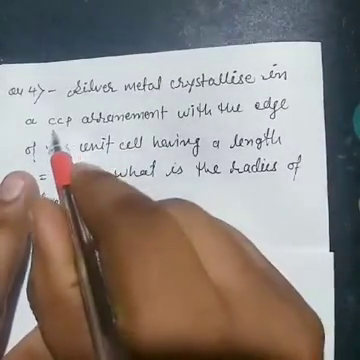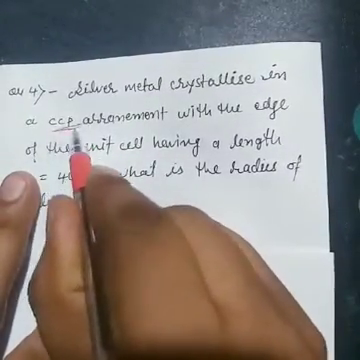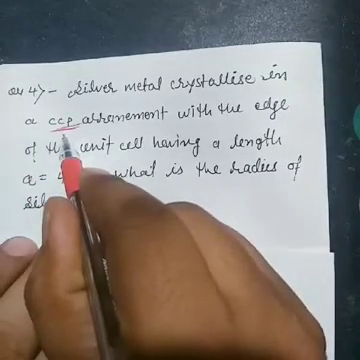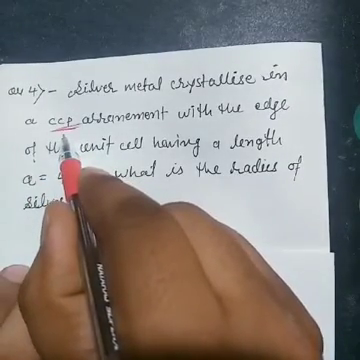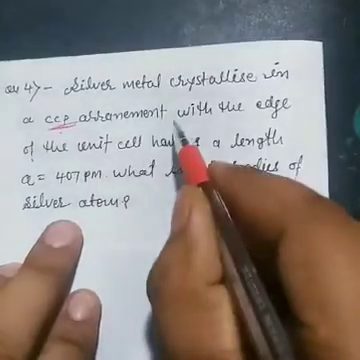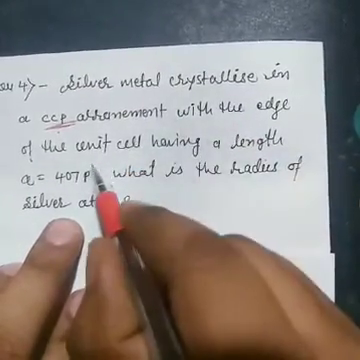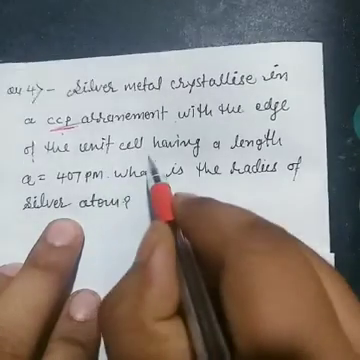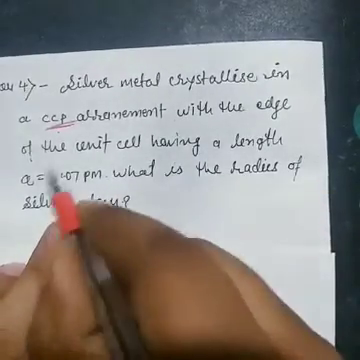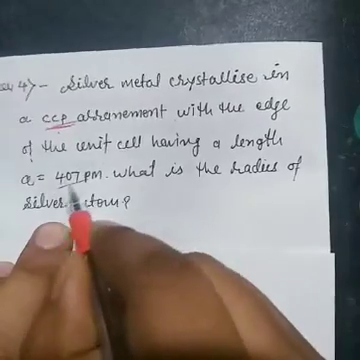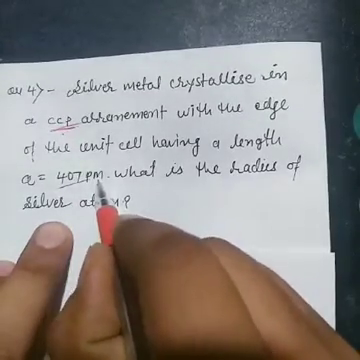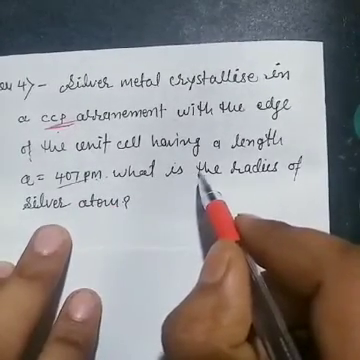Now here it is very important. That means it is CCP, also known as FCC. In the last video I taught you. The edge length of the unit cell has a value of 407 picometer. What is the radius of the silver atom?